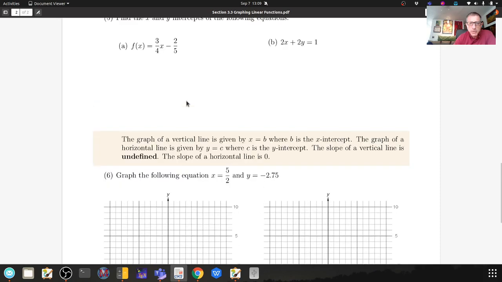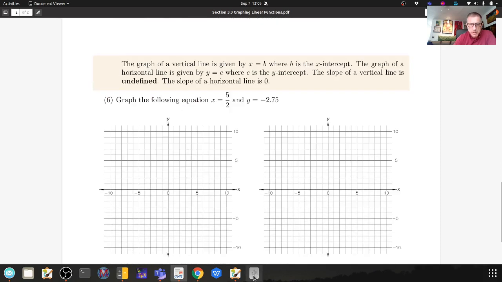So let me give you two more pieces of information. Or maybe three. The graph of a vertical line, that's a line that goes straight up and down, is given by x is equal to b. So b is a constant, where b is the x-intercept. So the point (b, 0) is the point on the x-axis where the vertical line intercepts.